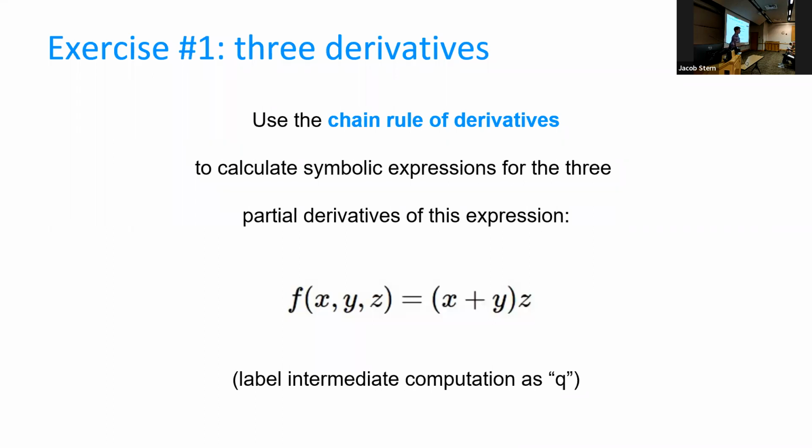All right, so now we're going to do a very simple function, but actually evaluating all of the derivatives. We're going to start with this expression here. It's a function from R3 to R. I recommend labeling the intermediate variable x plus y as q. And so the assignment is to write the chain rule of derivatives of f with respect to x. This should be a pretty quick one.